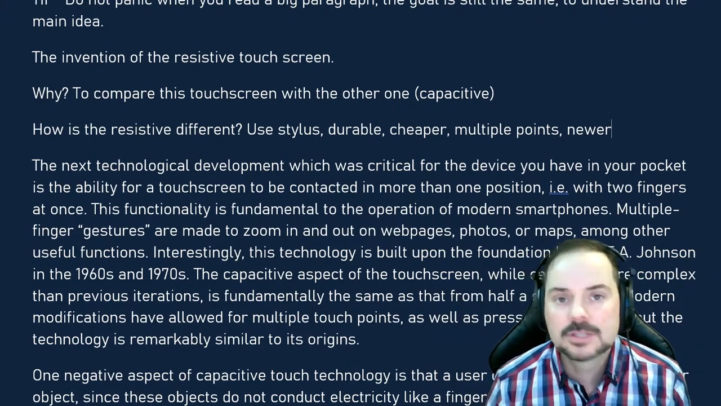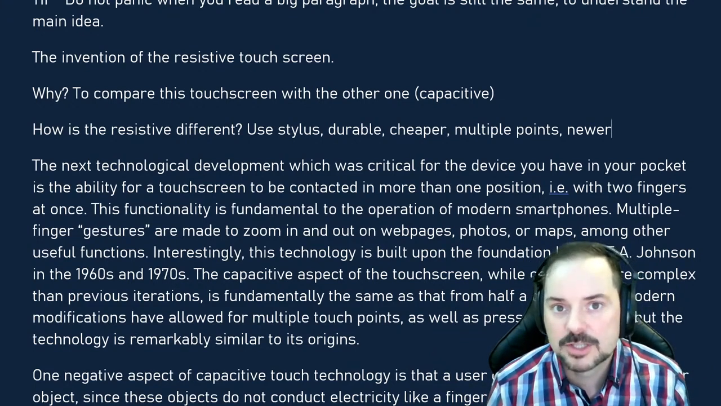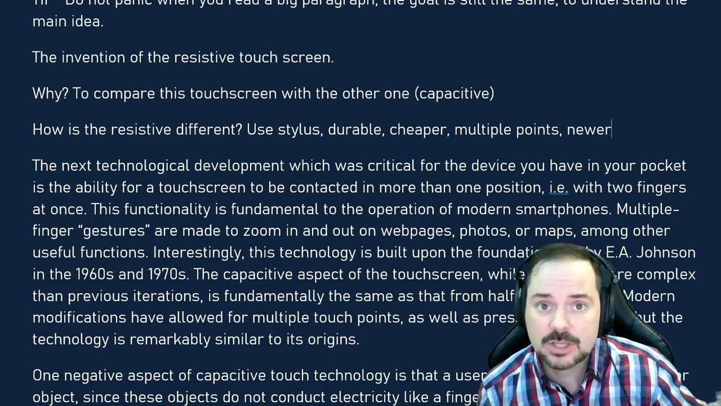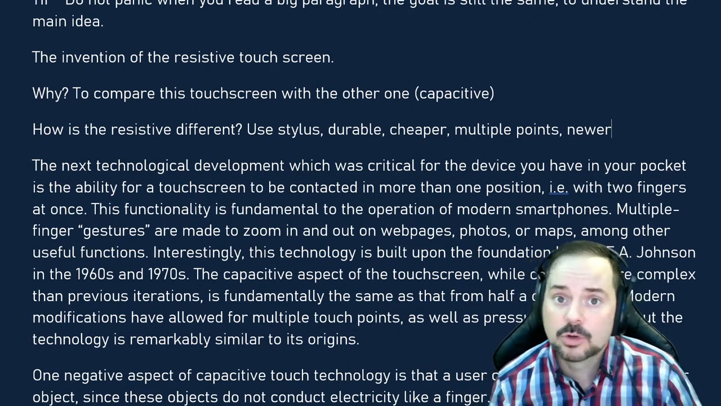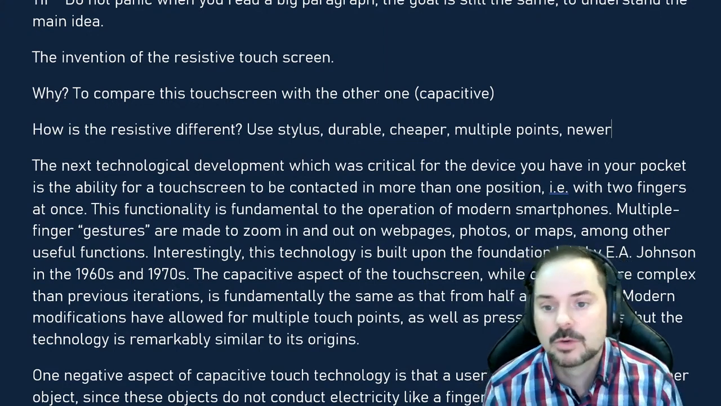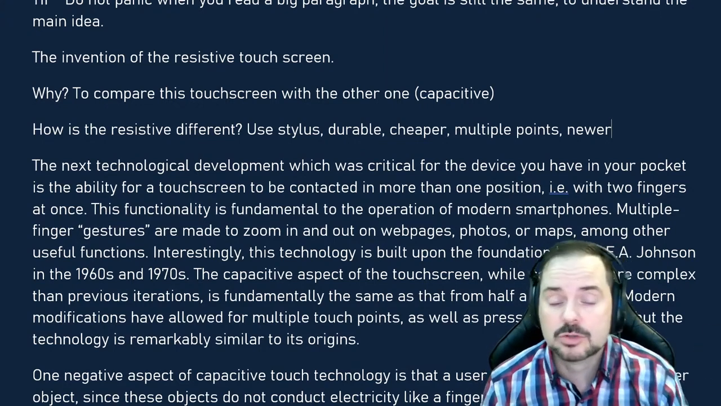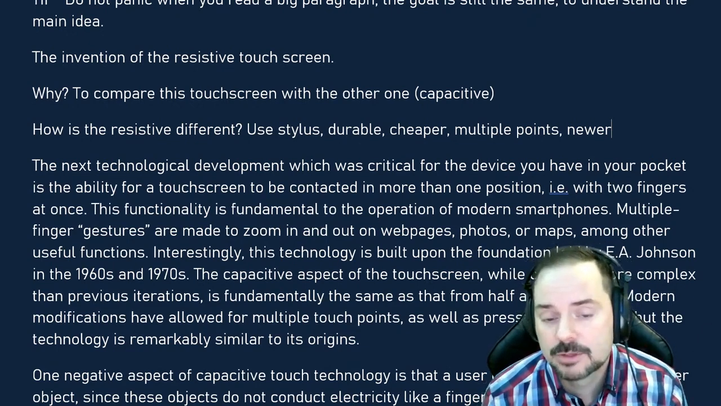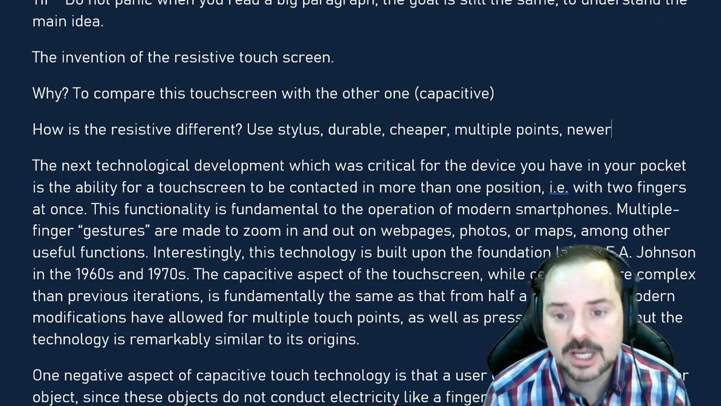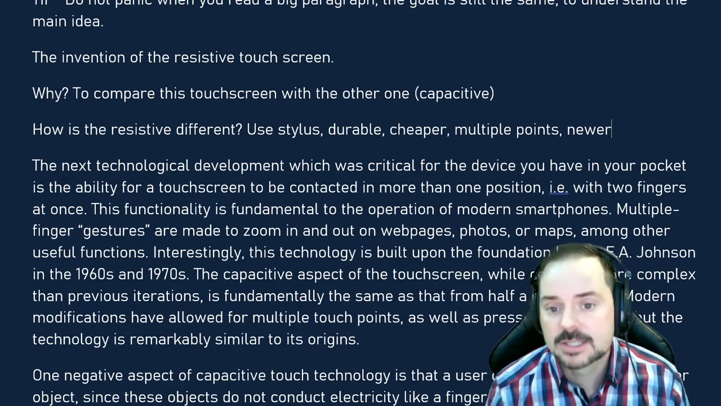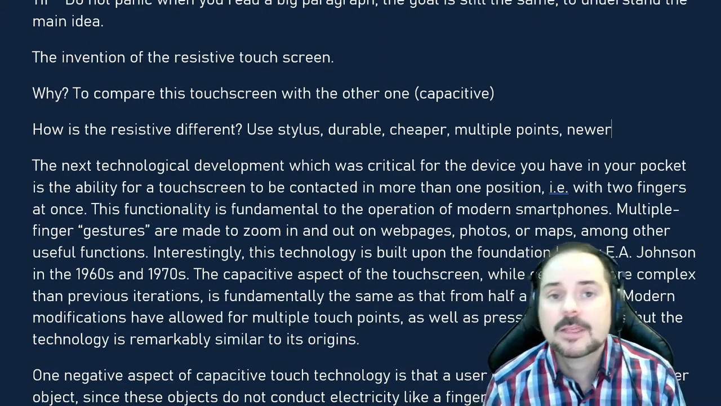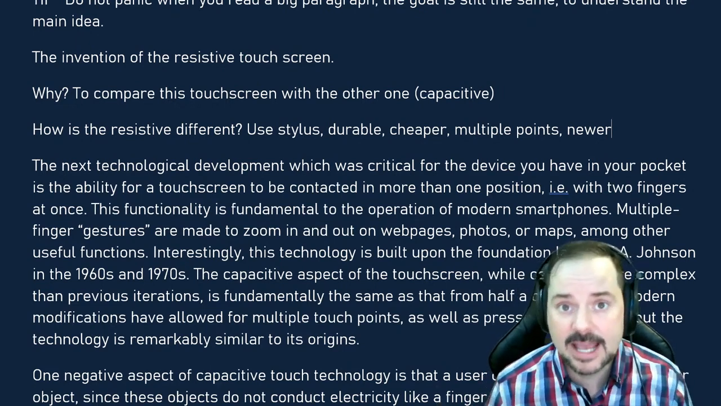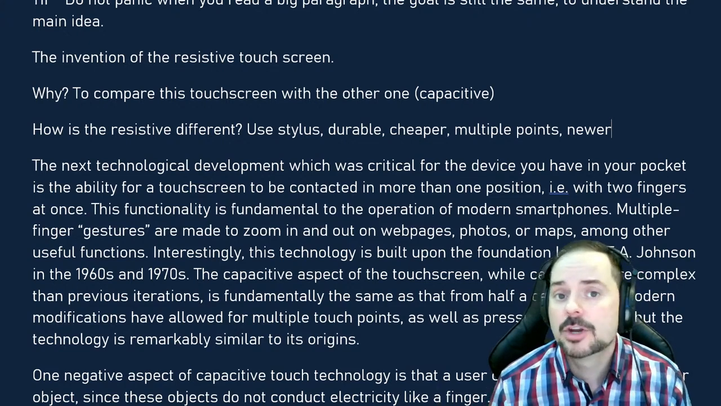Why am I telling you all this? Well, because probably the questions that are coming up are going to be asking you about this. Obviously, they're going to compare these two types of technology, and they're going to compare these two timelines, right? So you want to remember that. Okay, here's the good news. All of the information that you told me, that this is about the invention of the resistive, that it's comparing the two types, that the differences are the stylus, it's durable, cheaper, multiple points. That's all you need from this big whopping paragraph to get answers correct, okay? IELTS is not a university exam.